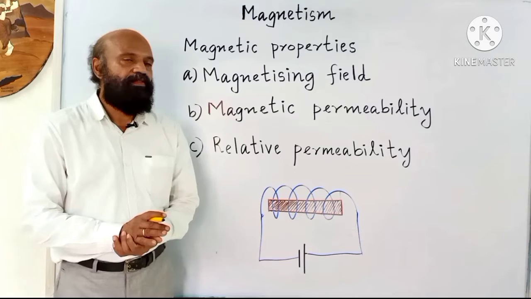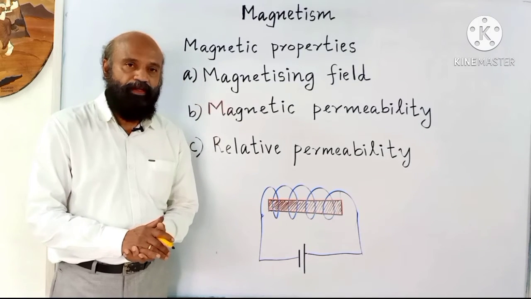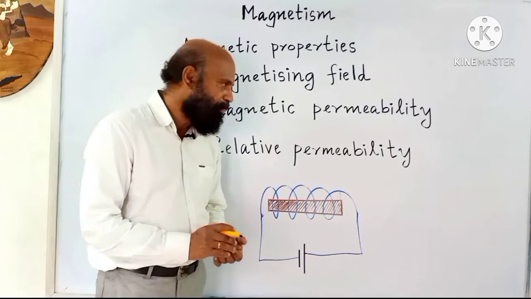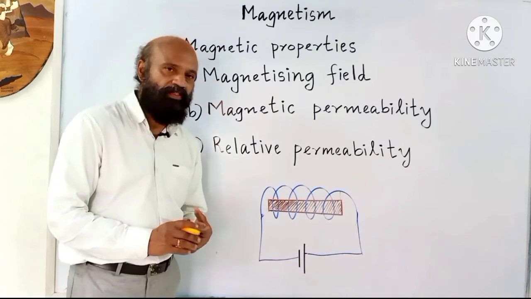Let us see magnetic properties of materials. All the materials which we are using are not of the same type. They are different as far as their magnetic properties are concerned.